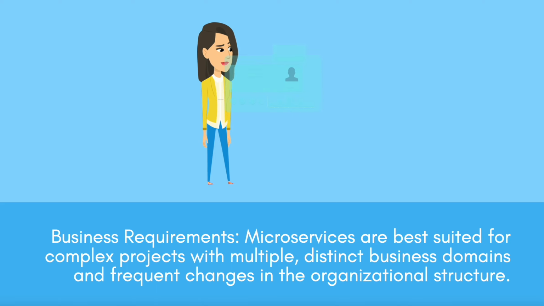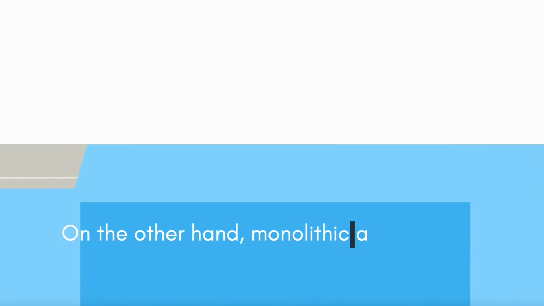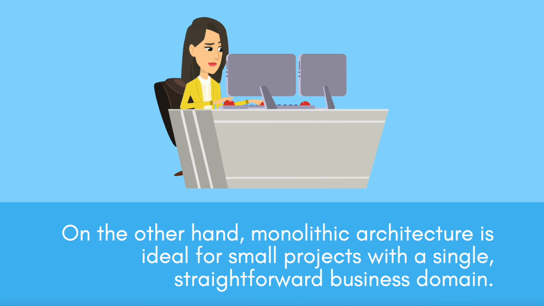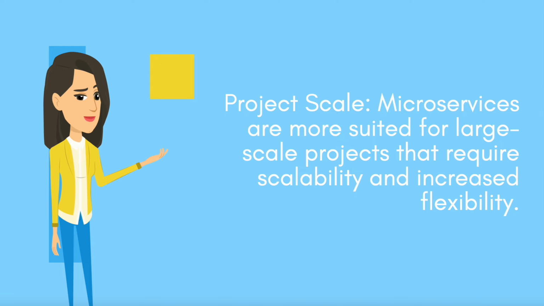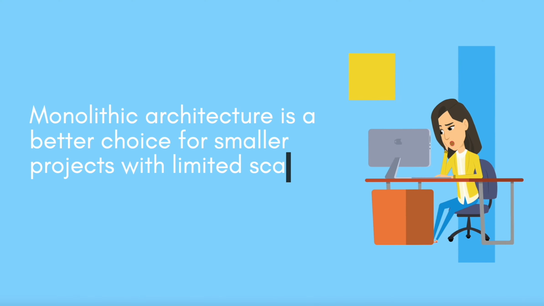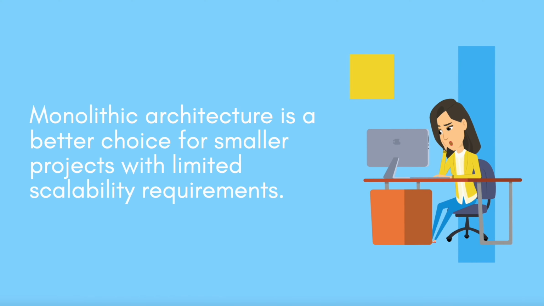Business requirements. Microservices are best suited for complex projects with multiple, distinct business domains and frequent changes in the organizational structure. On the other hand, monolithic architecture is ideal for small projects with a single, straightforward business domain. Project scale. Microservices are more suited for large-scale projects that require scalability and increased flexibility. Monolithic architecture is a better choice for smaller projects with limited scalability requirements.